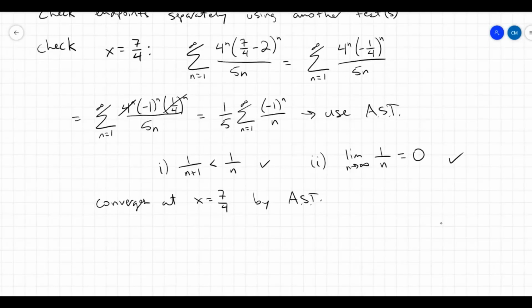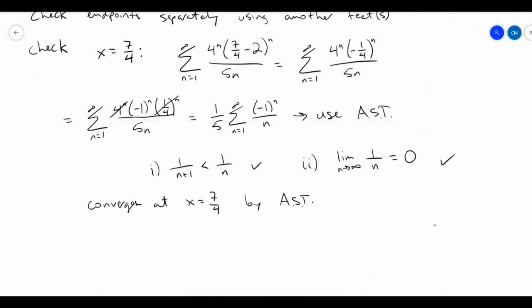Okay, what about the other endpoint? Let's see what happens there. And you don't really have to do as much writing as I'm doing here. I'm just trying to make sure that everything is clear about what we're doing. So the other endpoint is 9/4. And again, how do I check it?